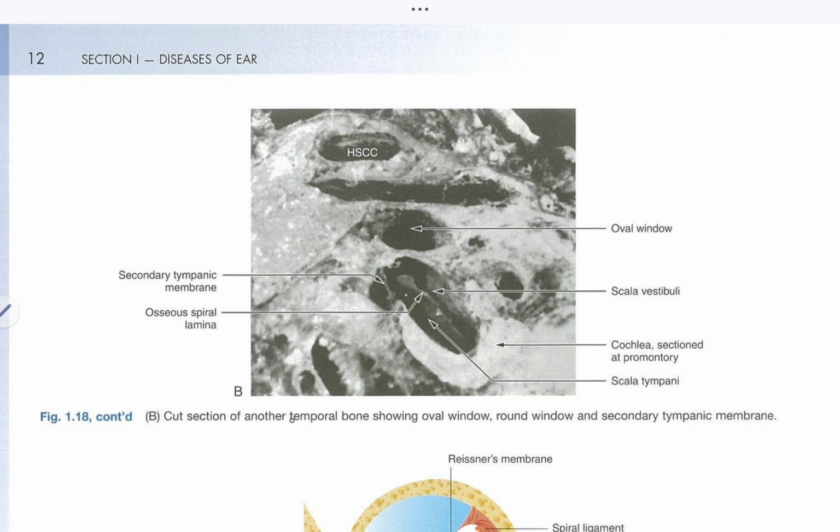Cut section of another temporal bone showing oval window, round window, and secondary tympanic membrane. Here we can see the secondary tympanic membrane, osseous spiral lamina. We can see the scala tympani, cochlea, section at promontory, scala vestibuli, oval window, horizontal semicircular canal.